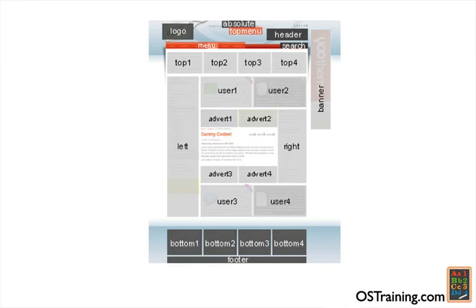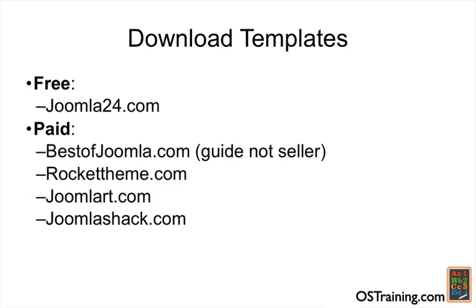So where do we get templates? Well, there's some great places to get templates. Templates are available from Joomla24.com, thebestofjoomla.com. Rocket Theme has some amazing templates. We'll look at one of them later. Joomla Art, Joomla Shack. All of these are great. There are a number of things to remember when you buy a template. One of the biggest ones is the demo site is set up to show off their template. And if you're not using exactly the same positions that they are, the template may look very different when you apply it to your site. So something to look for.